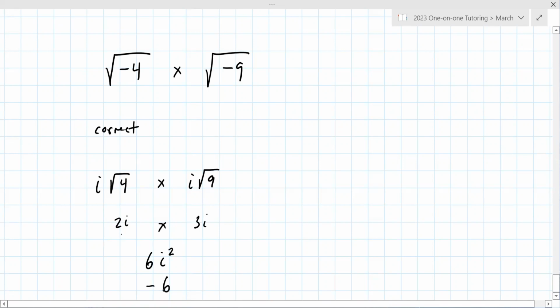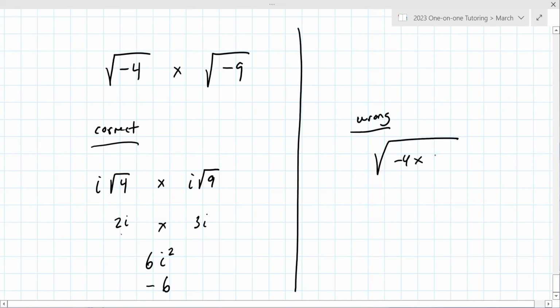Does everything look okay? This is correct. And this is wrong: the square root of negative 4 times negative 9, the square root of 36 is 6. And you might be wondering, why is that wrong?